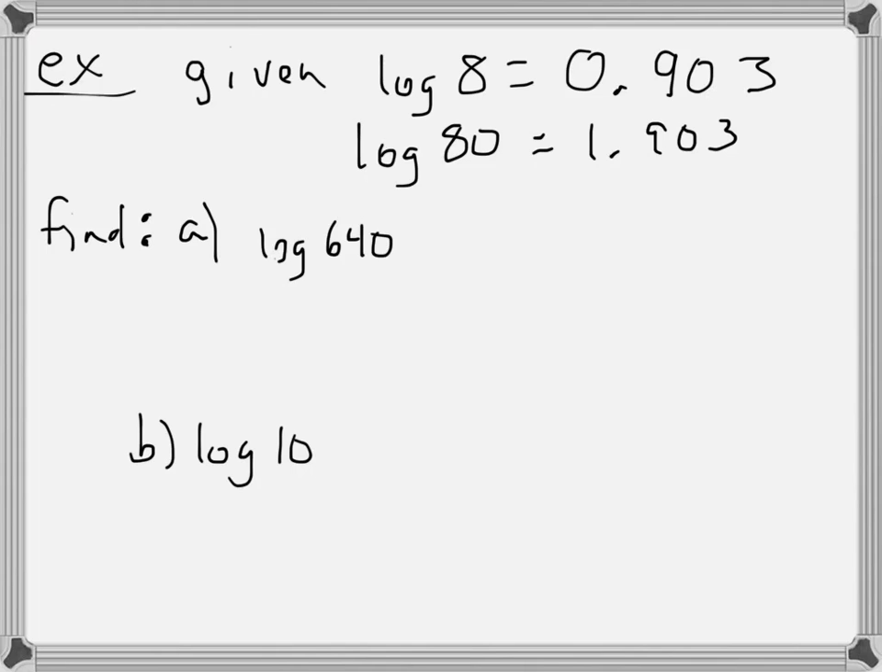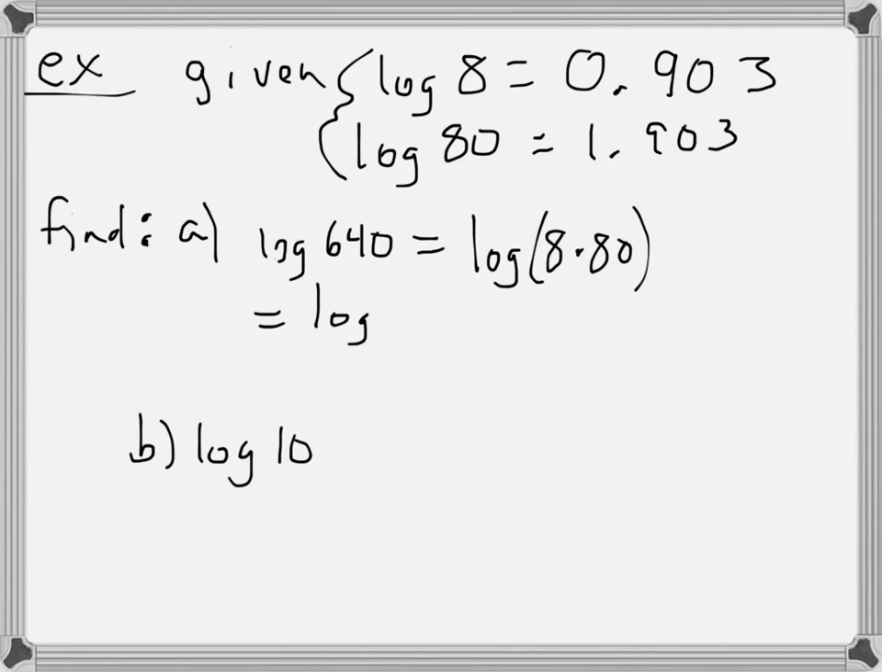So given that the log of 8, we're in base 10 right now, equals 0.903, and the log of 80 equals 1.903, let's see if we could A, find the log of 640, and B, find the log of 10. You might already know what that is, but we'll get there in a second. Okay, so I'm just given this information, no calculators. So 8 times 80 is 640, right?